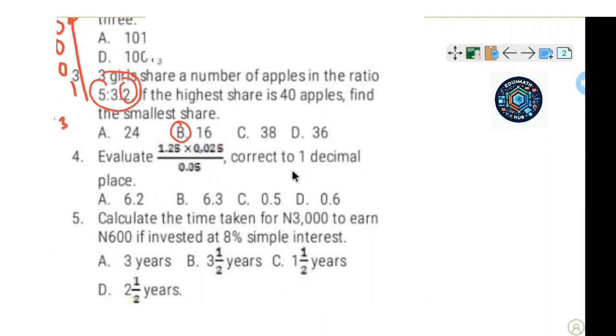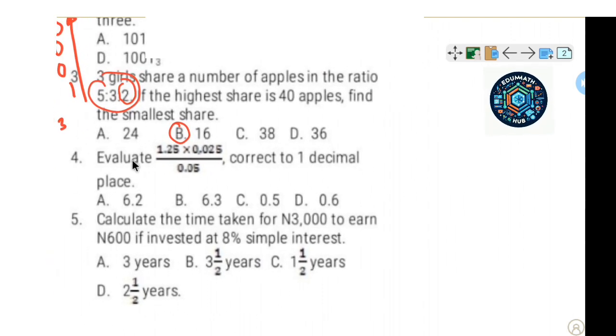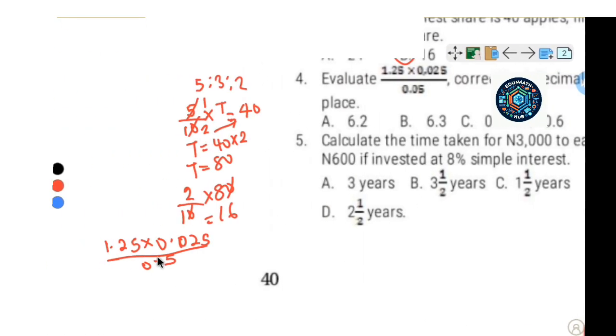Number 4. Now we have to evaluate 1.25 times 0.025 divided by 0.05. You have to correct it to one decimal place. So it's very simple. Look at what you're going to do. The first thing is let's just quickly write the question in standard form. So this is 1.25. Use this idea.